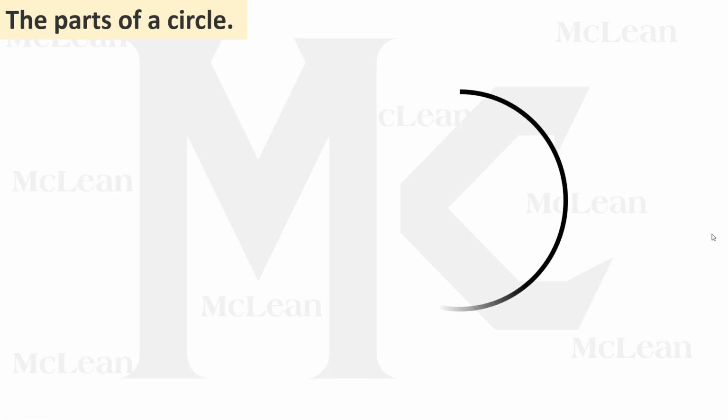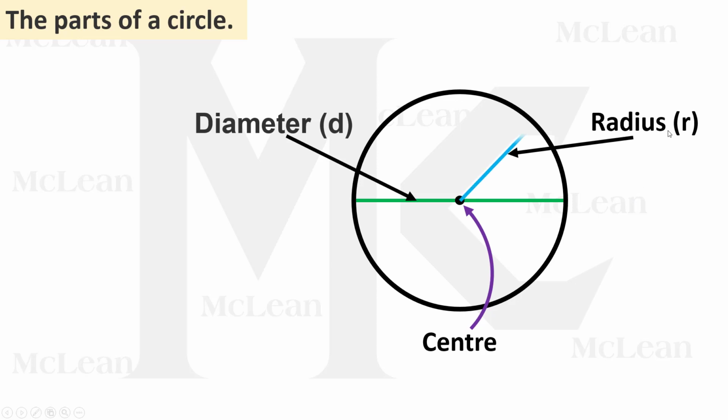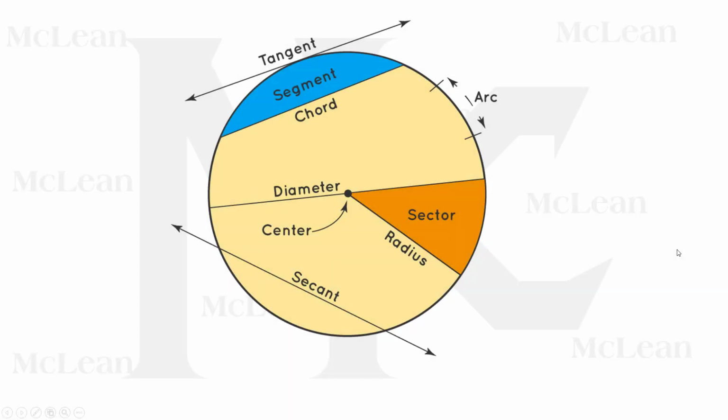So we ran through the parts of the circle. Let's recap one more time. This is the circumference. Then we have our center. Then we have our diameter, our radius, and last but not least, the chord. This is just a diagram of the parts of the circle which you will learn at higher grades.